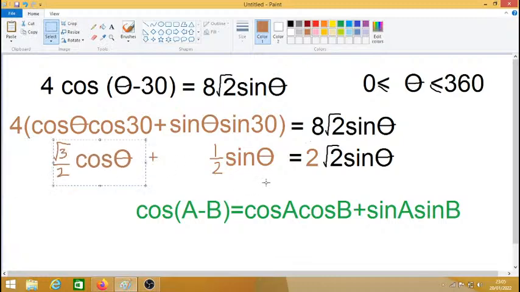Okay, looking good. So where do we go from here? Probably collect the sine thetas. So if I take the half sine theta to the other side, just before I do that, these fractions are getting in the way. So let's times everything by 2. That way I can get rid of that divide by 2.